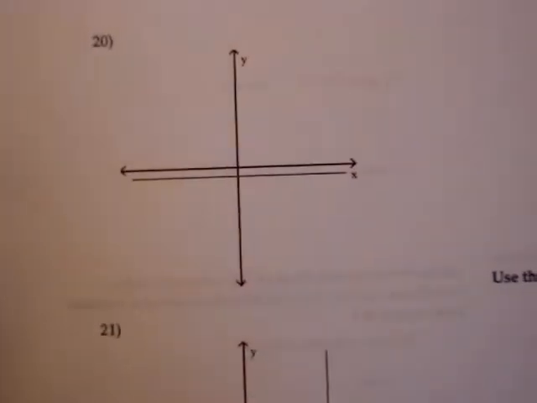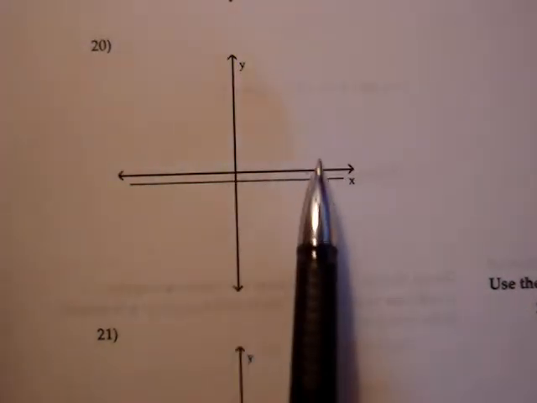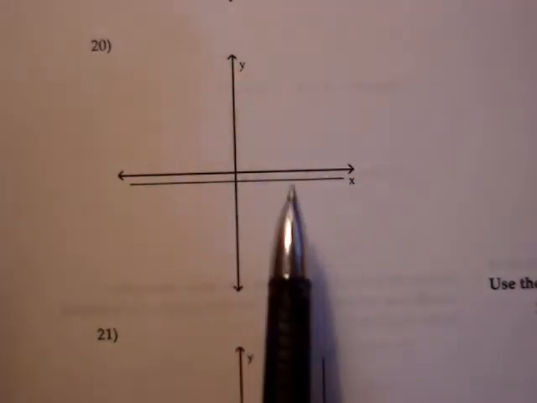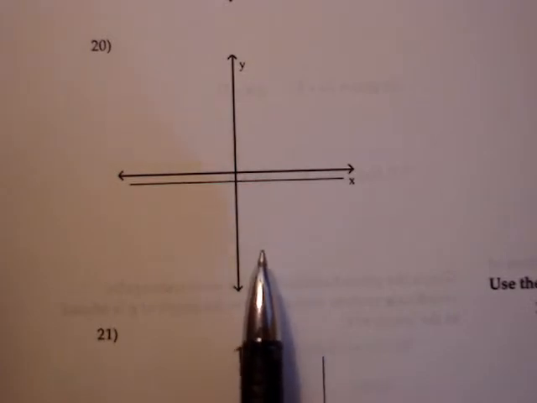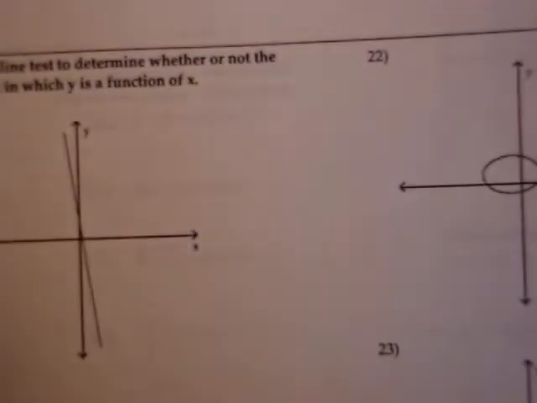20, imagine that vertical line. I'm laying a vertical line down anywhere, anywhere, anywhere. It only crosses this line once. Therefore, 20 is a function. I'm going to skip 21 and come back to it. Let's look at 22.